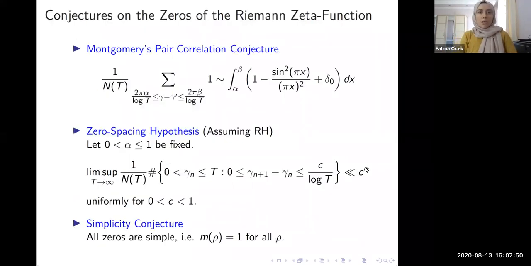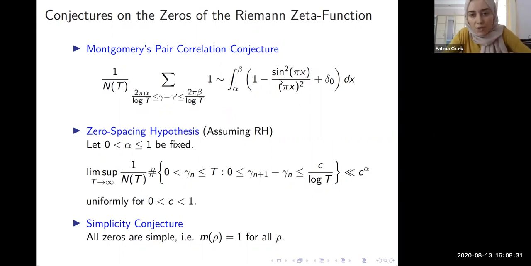And we also have some conjectures on those zeros. So the most famous one is probably Montgomery's pair correlation conjecture. So remember, N(T) is like T/(2π) log T. So the average spacing between consecutive zeros is about 2π/log T. So when you look at the difference between zeros on that scale, you can look at that scale being between alpha and beta, and that will be given by the integral of this function, 1 − (sin πx / πx)².